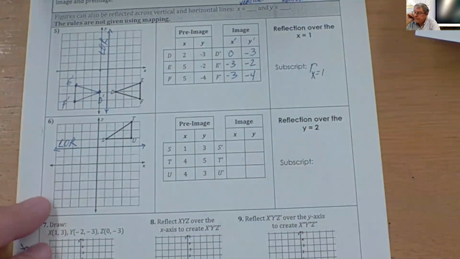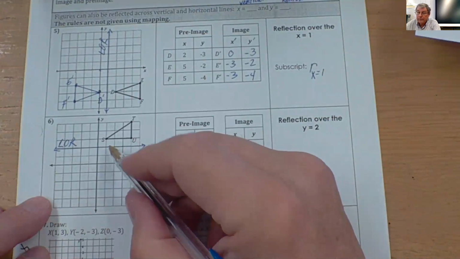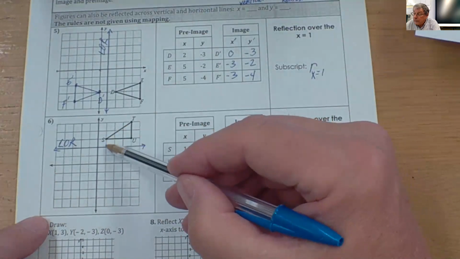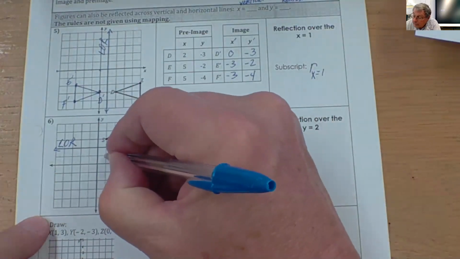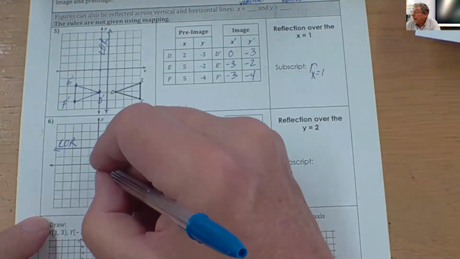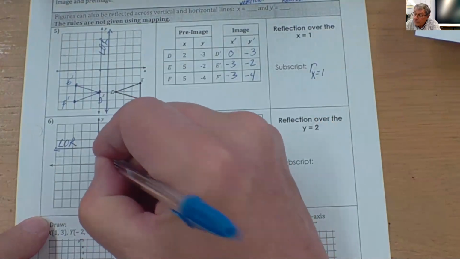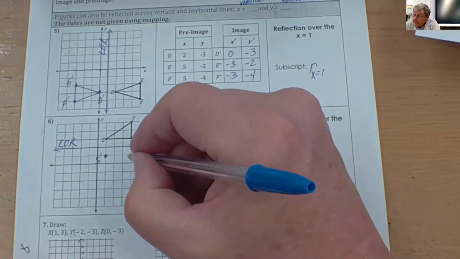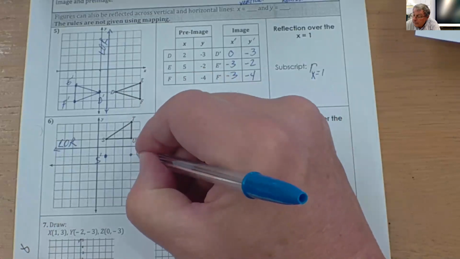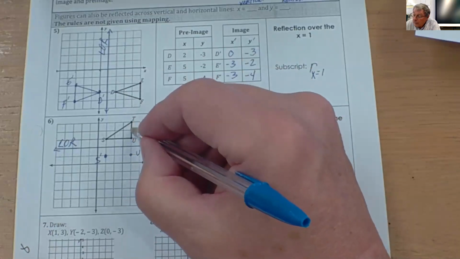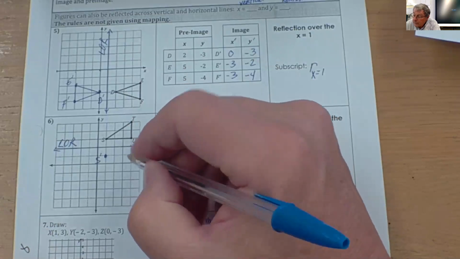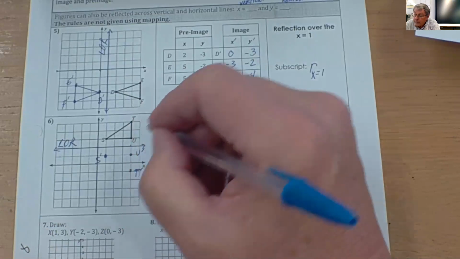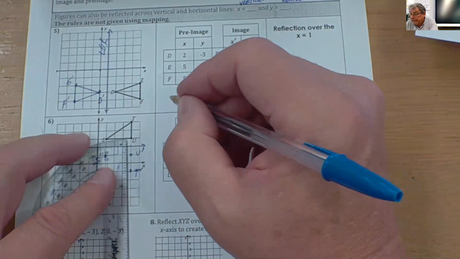Now, let's see. Here's our LOR. So we have to go equal distance to the other side. So S, 1 to the line, 1 to the other side right here. That is S prime. U, 1 to the line, 1 to the other side. U prime. T, 1, 2, 3, 1, 2, 3 on the other side. T prime. And we'll play dot to dot.